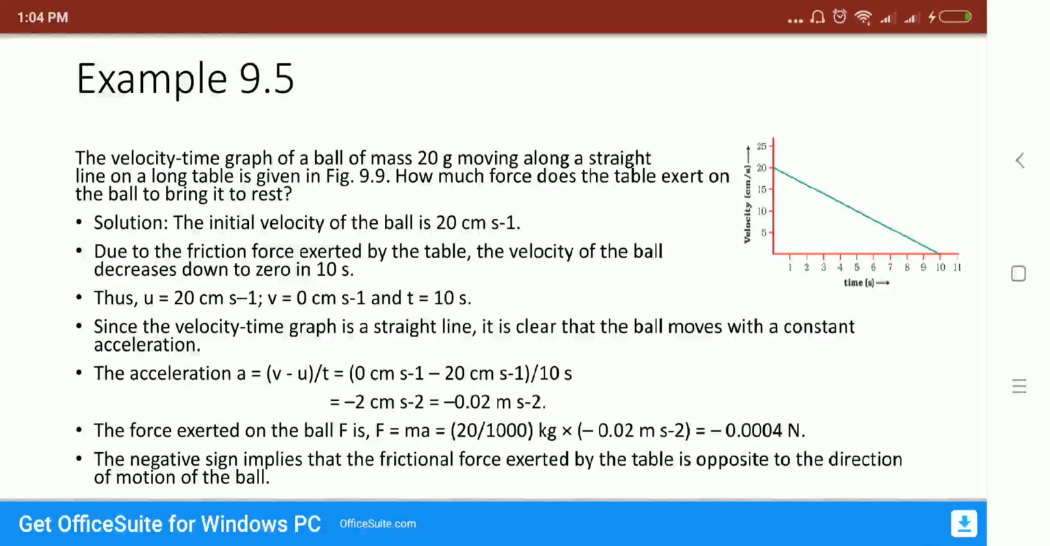let us end this session. I'll explain this example in the next session. Hope you understood. Thank you.